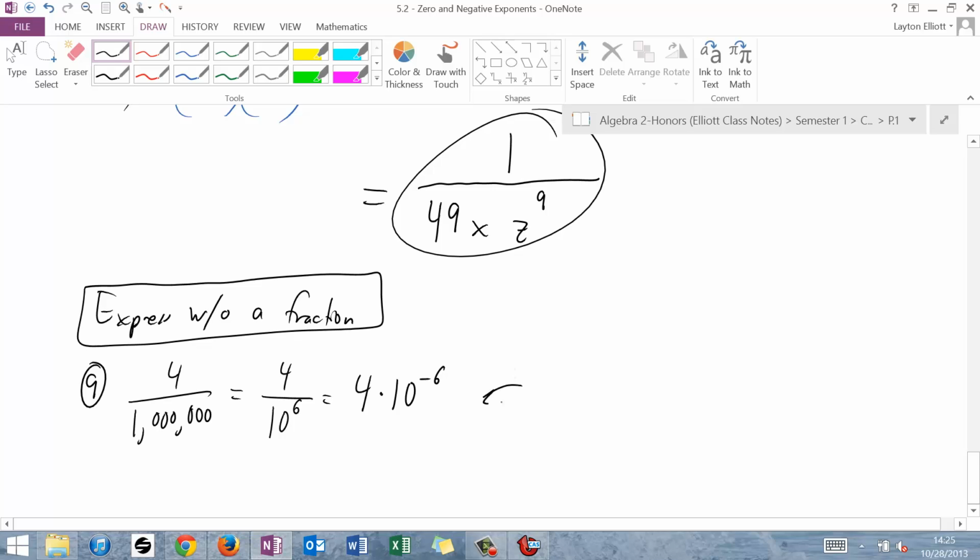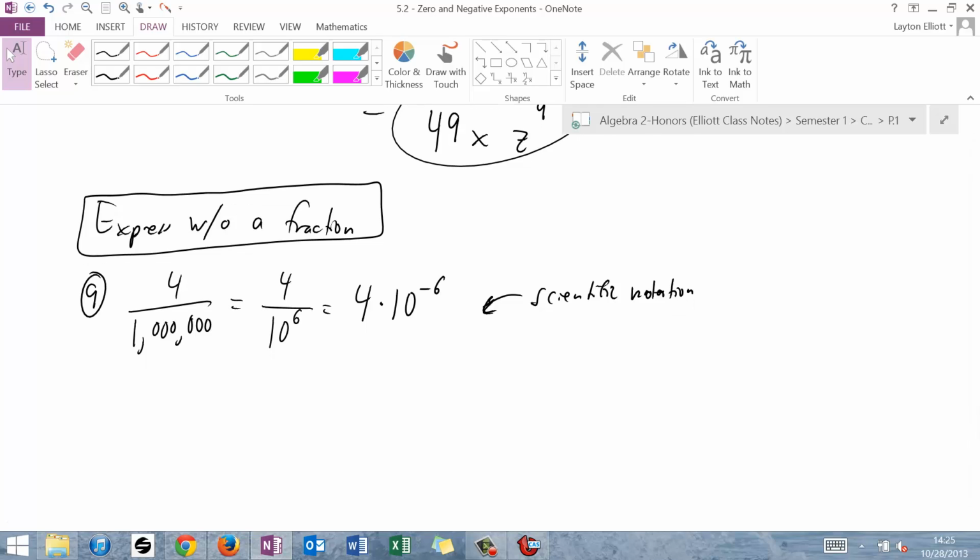And that form is what we call scientific notation. Also something you'll be seeing more of a little bit later. We're not going to do it here, but I do want you to know that that form is true scientific notation.